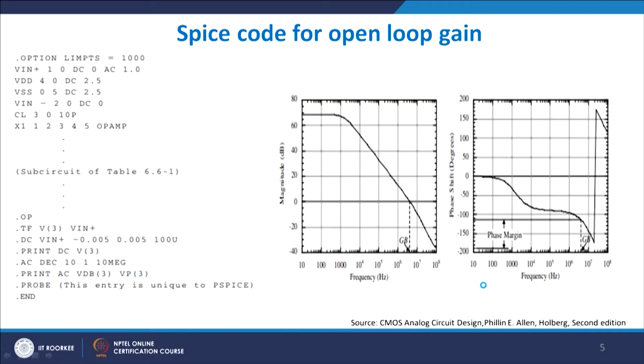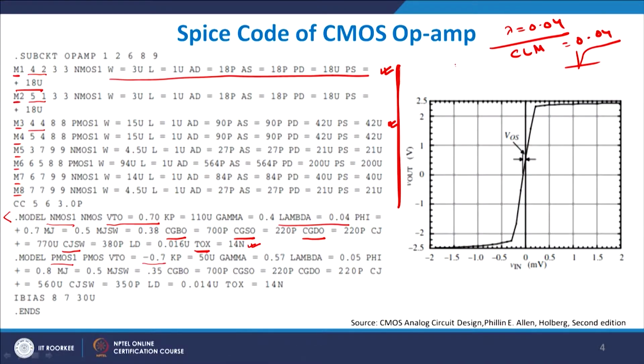Now, when you want to find out the open loop gain, let me come back to this point. If you look at this graph here, this is V out versus V in, which is also referred to as VTC. So, this is basically the VTC of an operational amplifier.